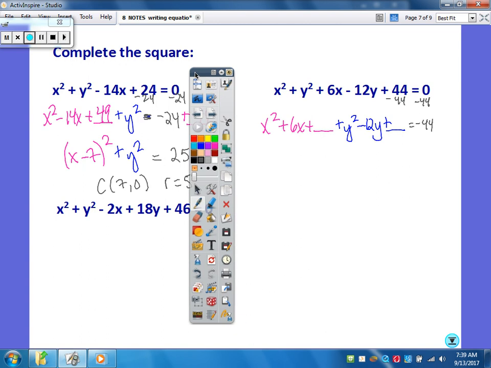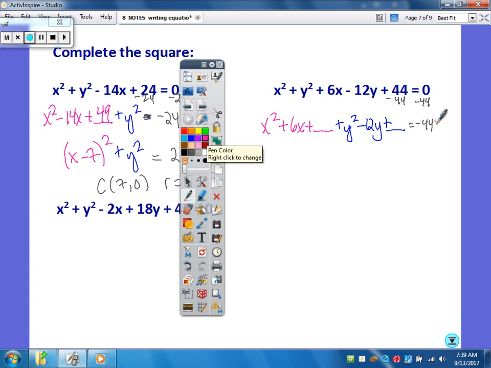Now I don't have a whole lot of space over here, but I do need to make sure that I add whatever number I add to the x part here and whatever number I add to the y part over here. So when I look at this, half of 6 is 3, 3 squared is 9. Add that to both sides. Half of negative 12 is 6, 6 squared is 36, so I'm going to add 36 to both sides. And then we'll do our shortcut for factoring.